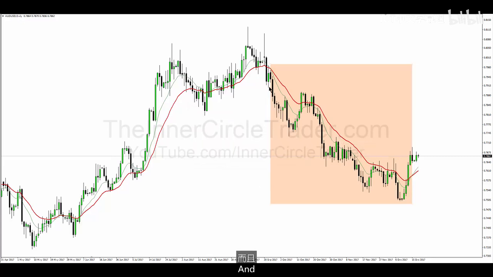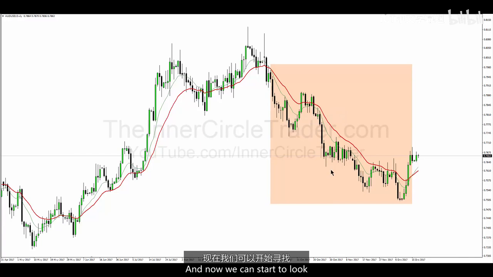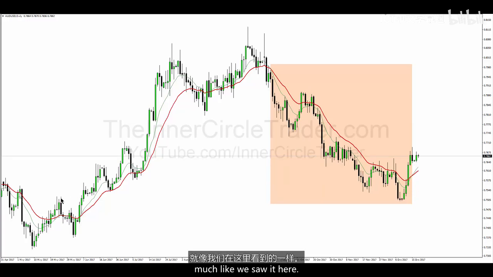All right, and again, we're in consolidation. So we want to see price break down on the moving average, and show a willingness to want to leave the consolidation. That happens here, comes back up, retests the consolidation, and now we can start to look for optimal trade entries right in here. So we're going to take this little toggle thing here, I'll start it here so you guys can see the contrast, but really when we get about the 11th of October, that's when it would be an ideal scenario, because every time we leave a consolidation, we want to wait for it to potentially retrace back to it, much like we saw here.